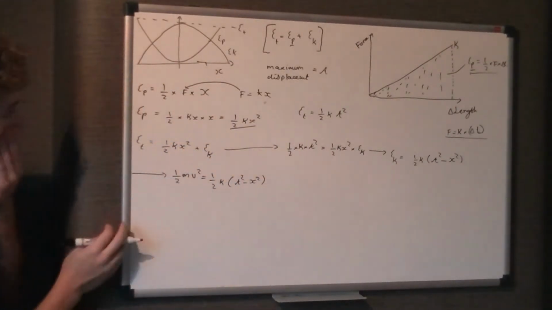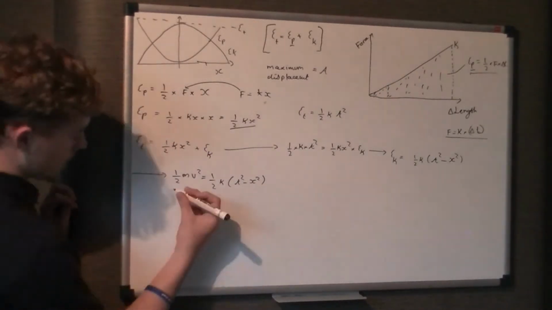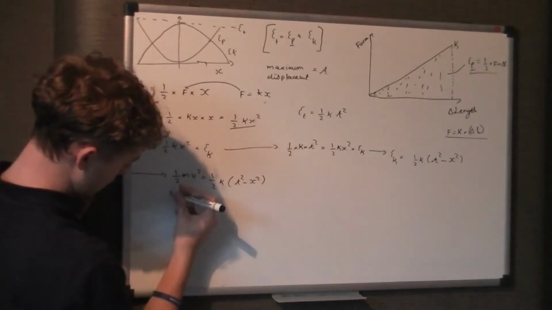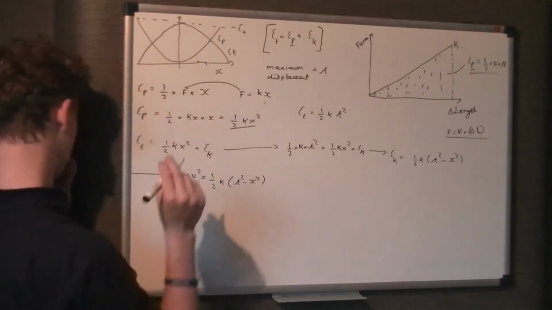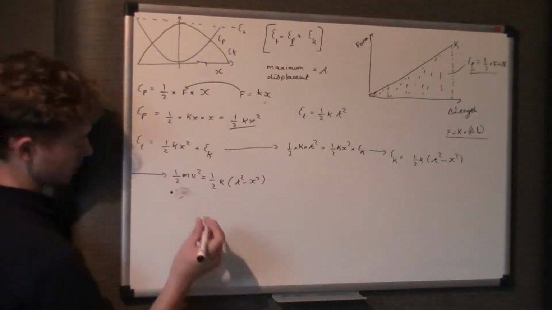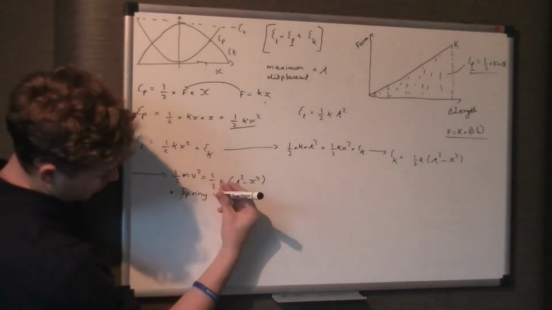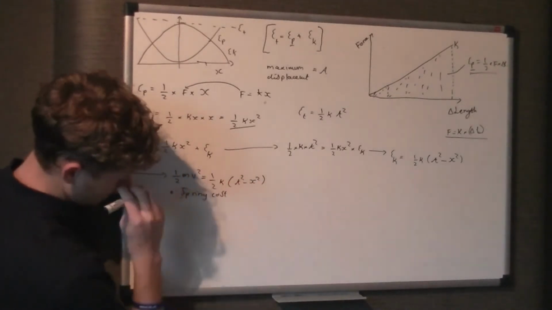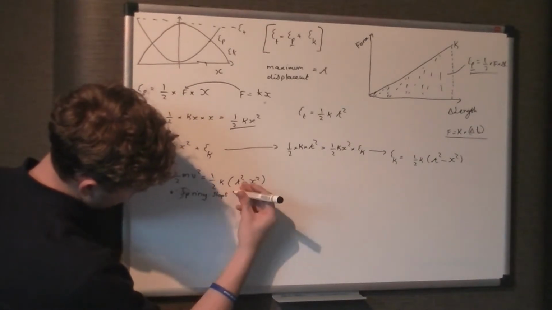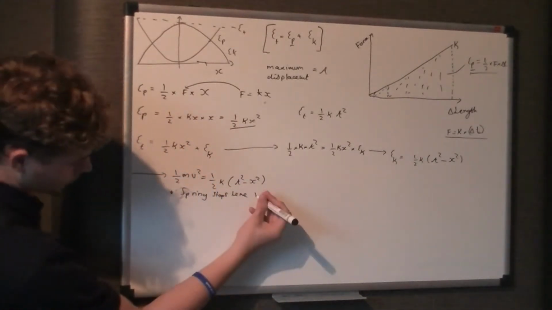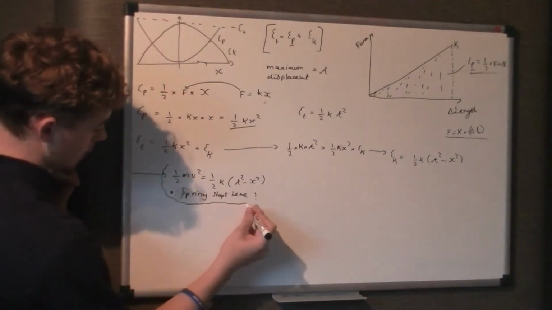Now that's all very good for a spring. You can't do any more than that for a spring. So I'll just put a little note underneath: spring stops here, because obviously there's nothing more we can do with k or any other factor. Okay, so I'll put that in a little bubble. So if you're focusing on a spring, that's where you'd stop.